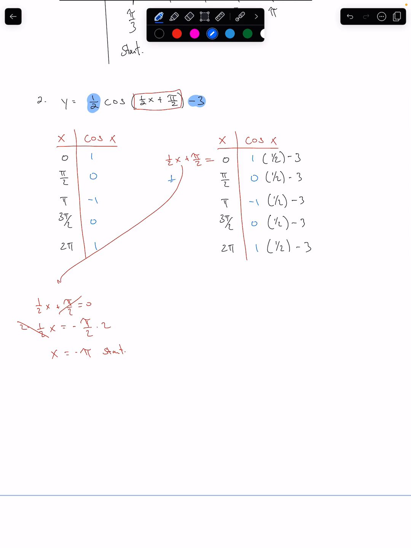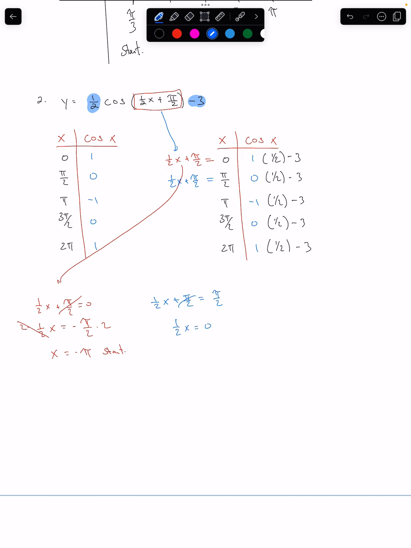So here I'm going to do, again, 1/2 x plus pi over 2 equals pi over 2. Remember, all this is just coming from here, and the rest of these coordinates are just coming from here, right? All right, I'm going to subtract pi over 2 from both sides.